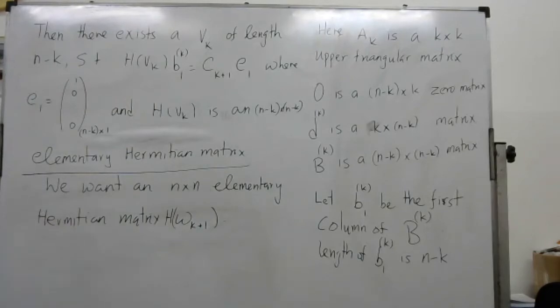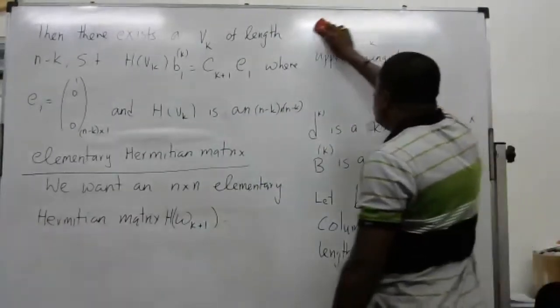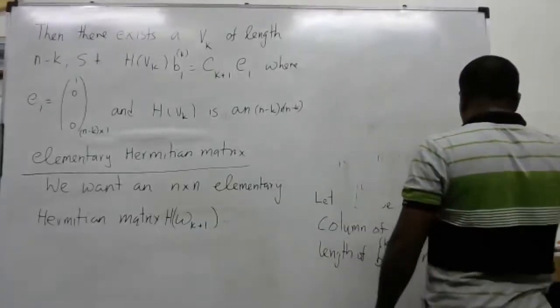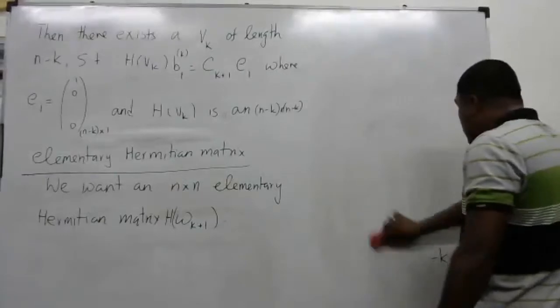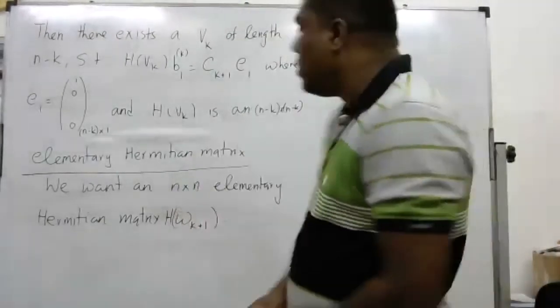We want an n cross n elementary Hermitian matrix. But what we have is Vk, which is small, and we want n cross n. So basically, you want a column vector of size n. So from Vk, we have to get omega k plus 1. How we can do that is, we take Vk and fill zeros on top of it to make sure that it gets n components.